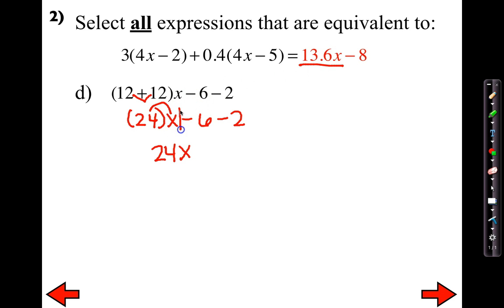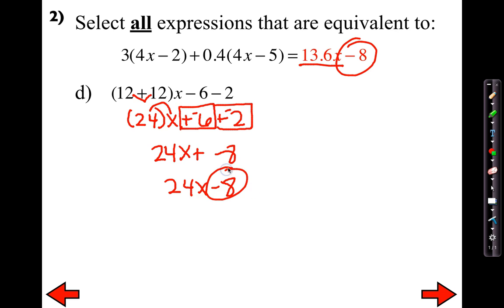But just to prove to you, if I combine these together, we're just adding the opposite. So we're adding negatives. That is going to be plus a negative 8, which is the same as 24x minus 8. Now, even though these are the same, because the x values are not the same, it is not equivalent.